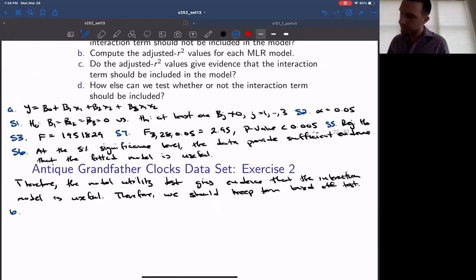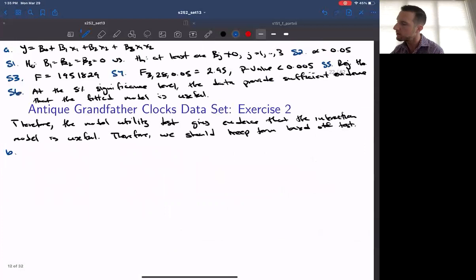Okay, in part B, we're now going to start to compare the models. So we have evidence that we should keep the interaction term because the utility test is basically saying that the model is useful. So if there's evidence that the model is useful, that would imply that the interaction term should stay, right? Or at least that we should keep the whole model. Okay, so is this model better than the model without the interaction term? So one way that we can answer this question is to use the adjusted R-squared terms.